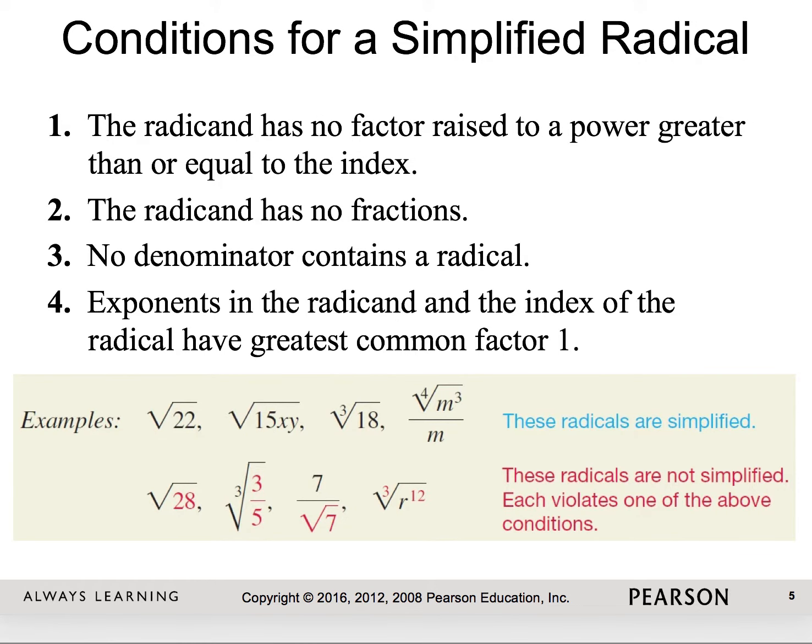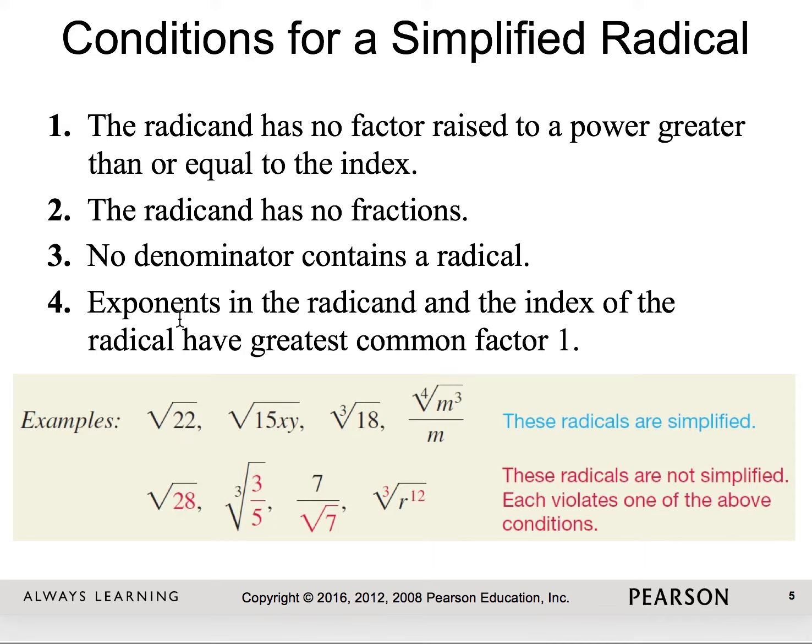Okay, here are our conditions, how we know we're finished simplifying. The radicand, the number underneath the radical sign, cannot have a power that's greater than or equal to the index. We were just talking about that. You cannot have a fraction under a radical sign. You cannot leave a denominator under a radical sign.